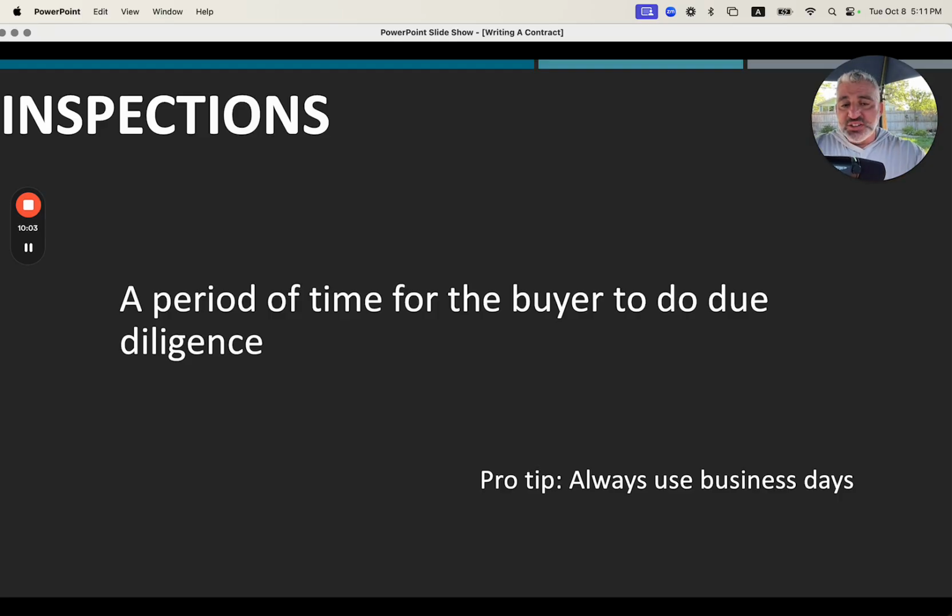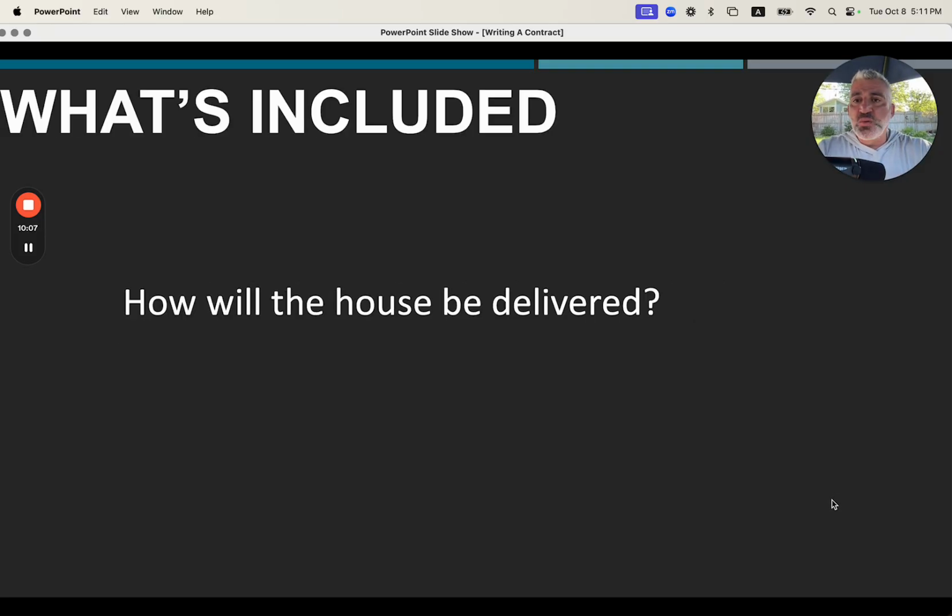So inspections, I always like to use business days. I think it's super important. How will the house be delivered? Again, what's included? This goes back to the inspection period. Hey, they're gonna have it trashed out. Hey, the tenants are gonna be moved out. This is gonna happen here. There's gonna be no appliances. There's gonna be appliances. Like, what's included in the sale?